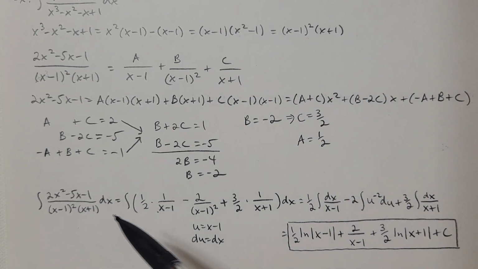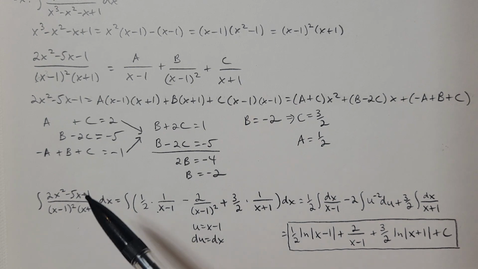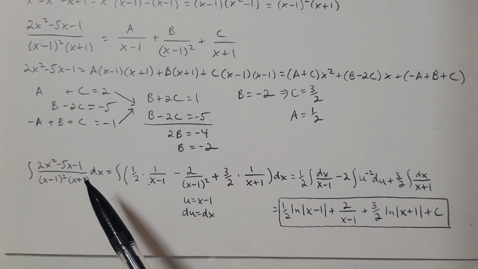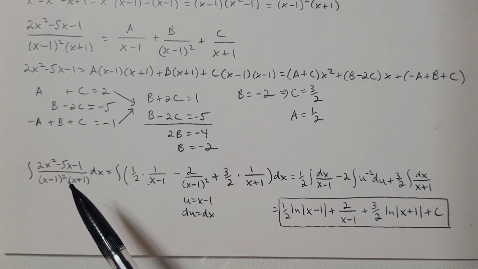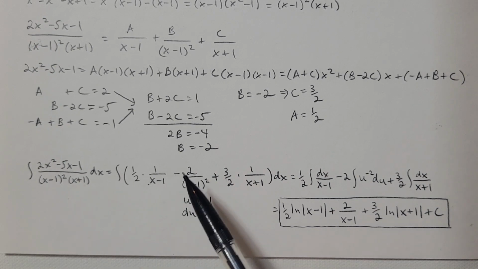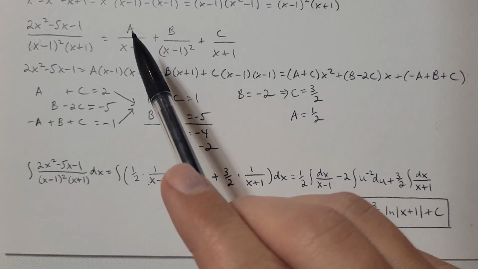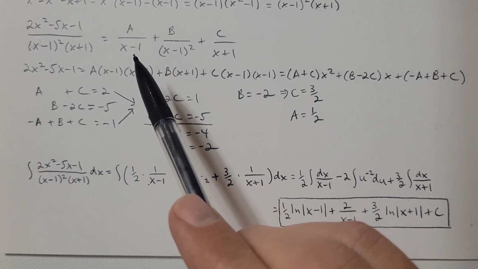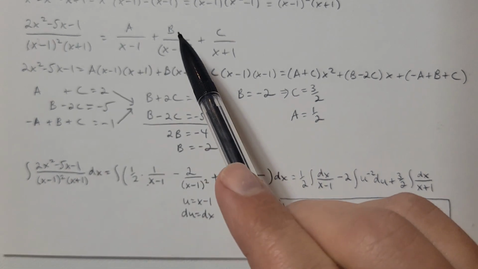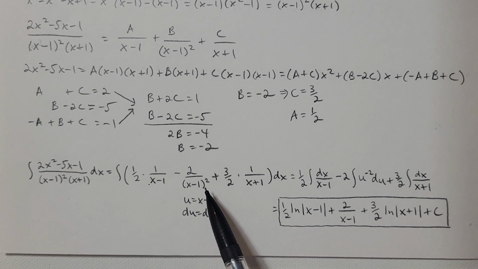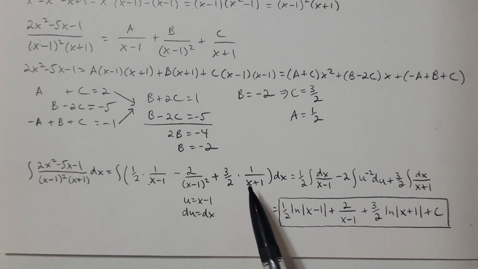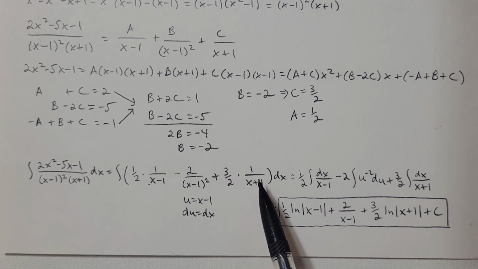And of course, make sure that your integral notation looks good. You know, we're integrating this. Okay, so this integral for 2x squared minus 5x minus 1 divided by x minus 1 squared times x plus 1, that is equal to 1 half times 1 over x minus 1 minus 2 divided by x minus 1 squared, okay, and then plus 3 halves times 1 divided by x plus 1.